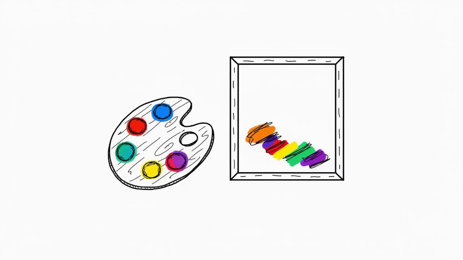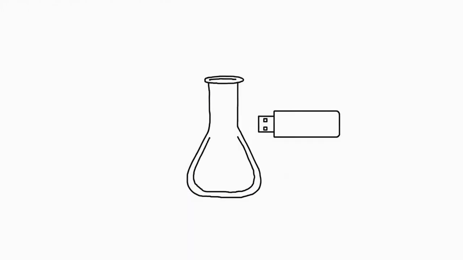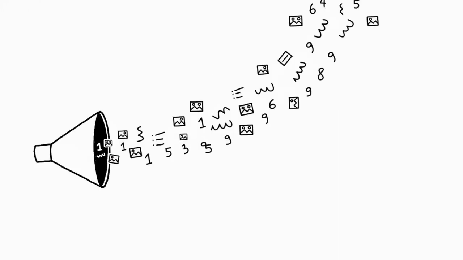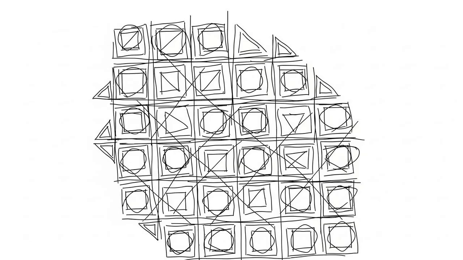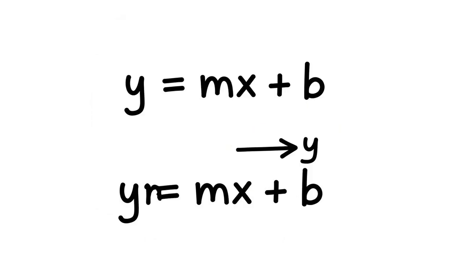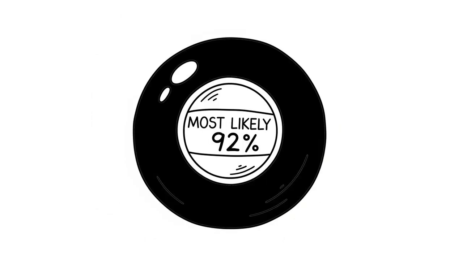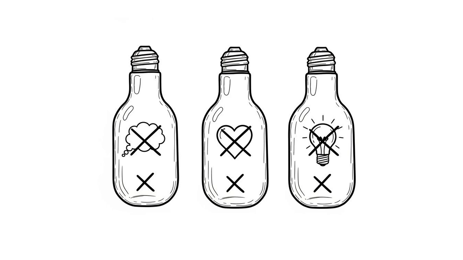Part 10. Final picture. So let's paint the full picture. AI starts empty, learns from data, finds patterns, makes mistakes, adjusts using math, predicts the most likely answer. No thoughts, no feelings, no understanding, just patterns.